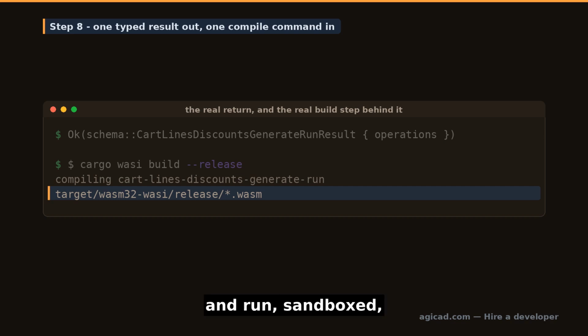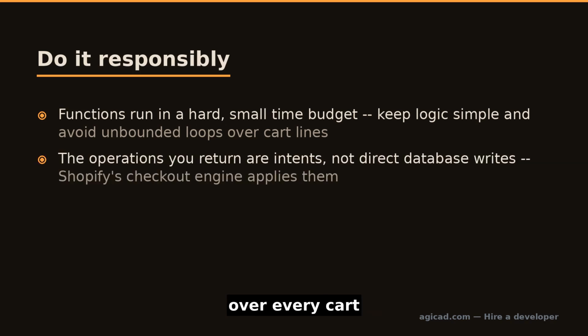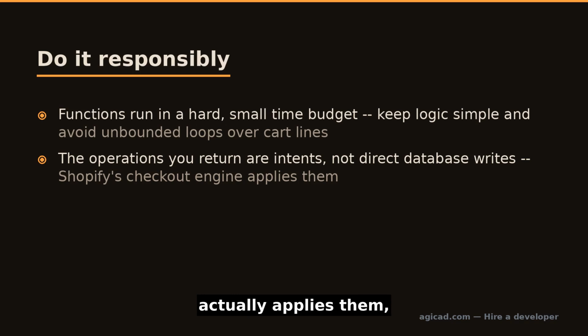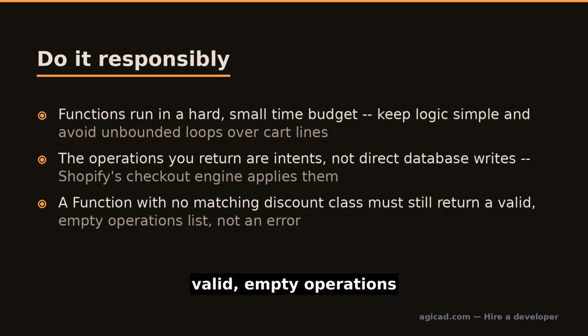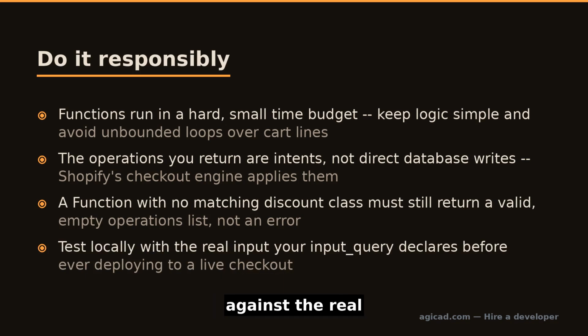A few things worth being careful about. Functions run inside a hard, small execution time budget, so keep the logic simple and be wary of unbounded loops over every cart line in a large order. The operations you return are intents, not direct writes to any database. Shopify's own checkout engine is what actually applies them, which is also what keeps every function's behavior consistent and safe across the whole platform. A function that finds no matching discount class must still return a valid, empty operations list, exactly like we saw in step 5, never an error. And always test locally against the real input shape your input query declares before deploying anything to a live checkout.